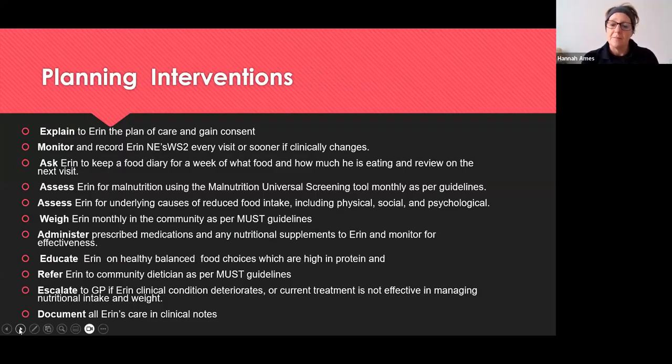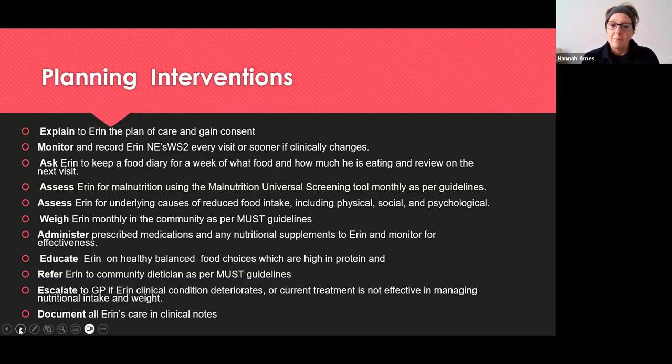We want to ask Erin to keep a food diary so we can see what type of food and how much she's eating, and review this on the next visit. We're going to continue to reassess the malnutrition using the MUST screening tool. We're going to assess for underlying causes of reduced food intake.